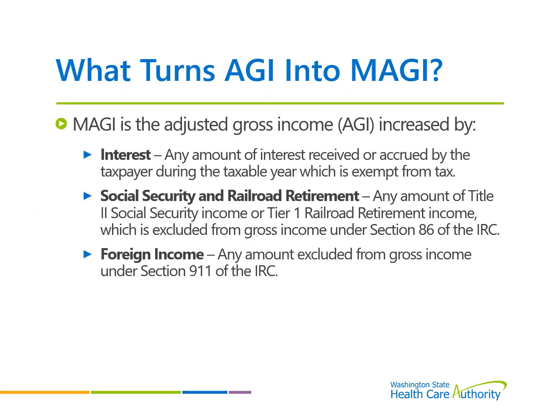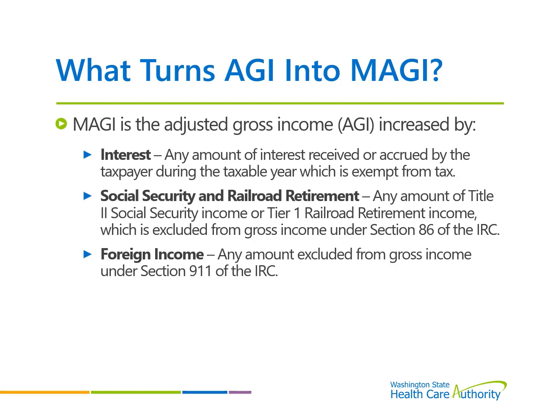What turns AGI into MAGI? MAGI is the adjusted gross income, or AGI, increased by interest, which is any amount of interest received or accrued by the taxpayer during the taxable year, which is typically exempt from tax.